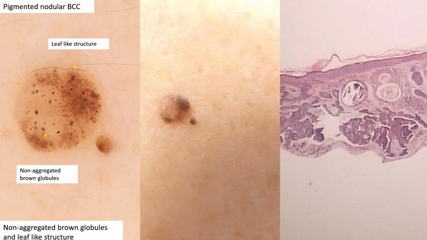Different pattern. Clinically, this lesion could be either an intradermal nevus or perhaps a basal cell. Dermoscopically, we see these non-aggregated brown globules. This is very characteristic of a pigmented nodular basal cell carcinoma, and the pathology was taken with the CASIO camera.